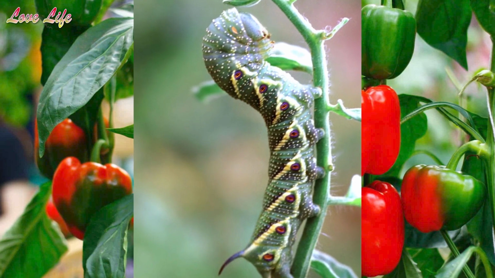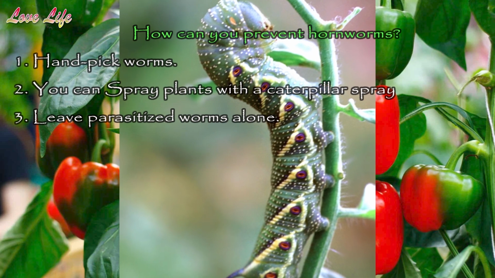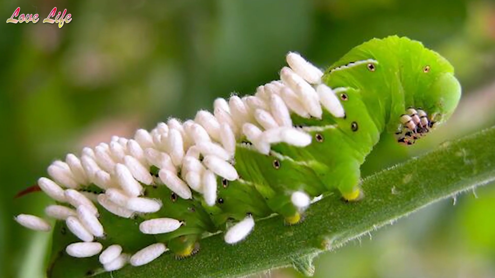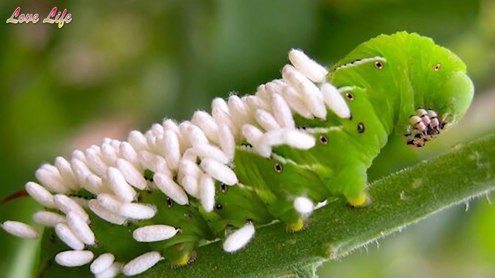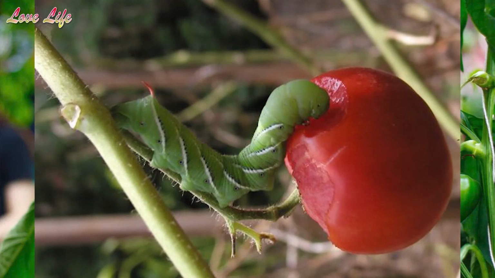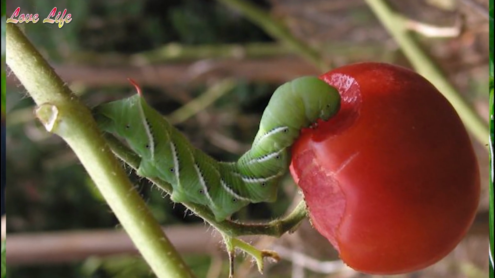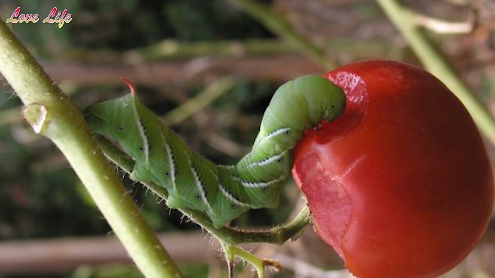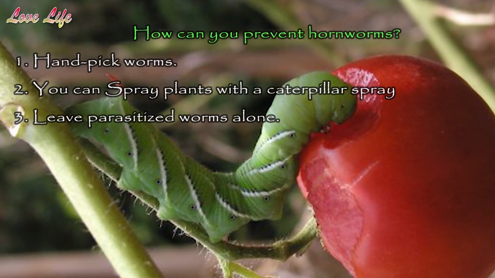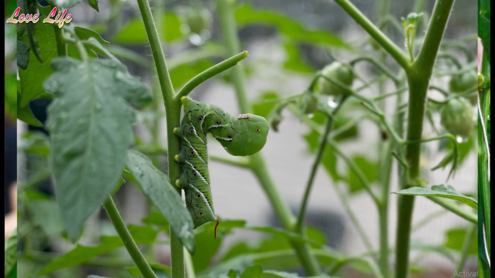Another thing you can do is leave parasitized worms alone. If you see a hornworm with white oval things protruding from the body, leave it in the garden. It has been parasitized by a braconid wasp, and the white objects are cocoons. More wasps will emerge from the cocoons to attack other hornworms. These are some of the ways that you can fight hornworms if they are already in your garden.